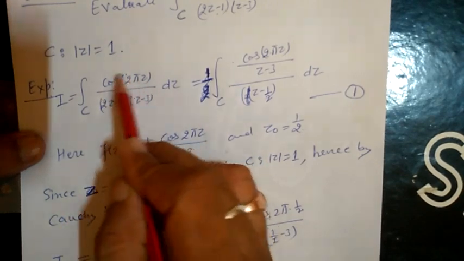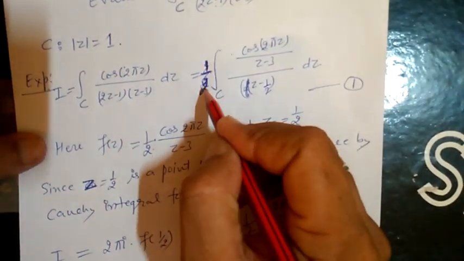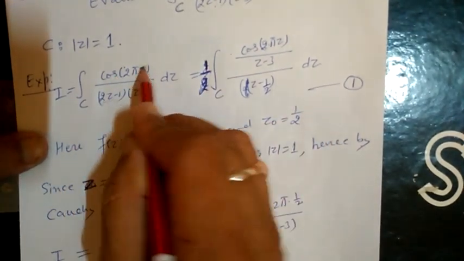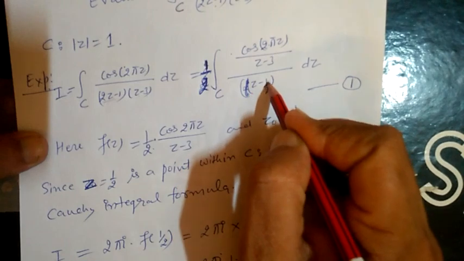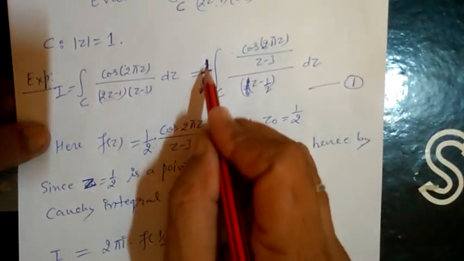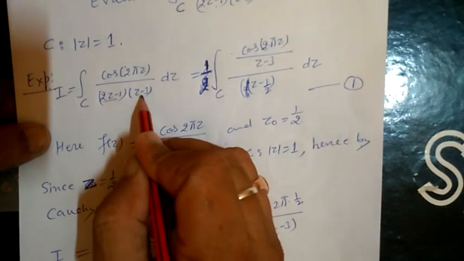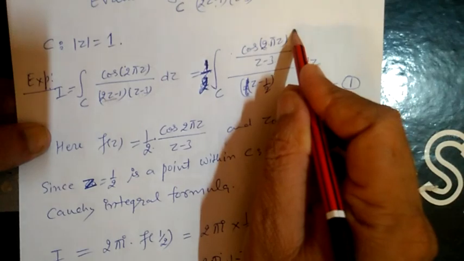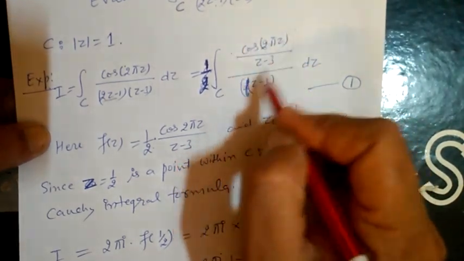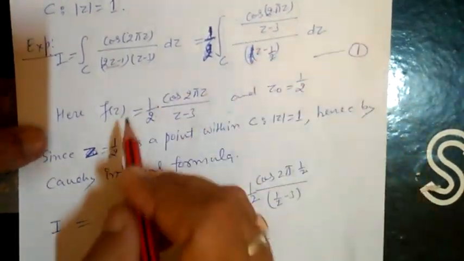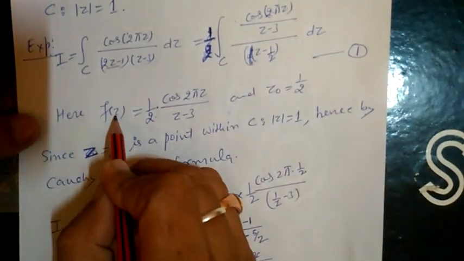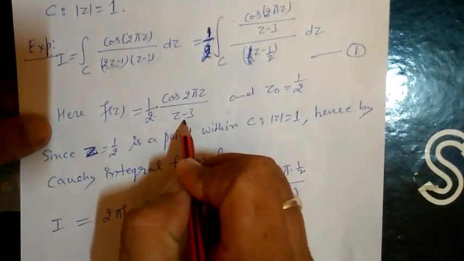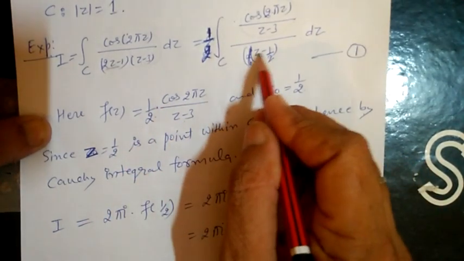So this integral is rewritten in the form of 1 upon 2, taking 2 common here: 1 upon 2 cos 2 pi z upon z minus 3, upon z minus 1 upon 2, dz. Taking this 1 upon 2 common, this cos 2 pi z upon z minus 3 is a single function. If we compare this integral with the standard one, here f of z is equal to 1 upon 2 cos 2 pi z upon z minus 3.